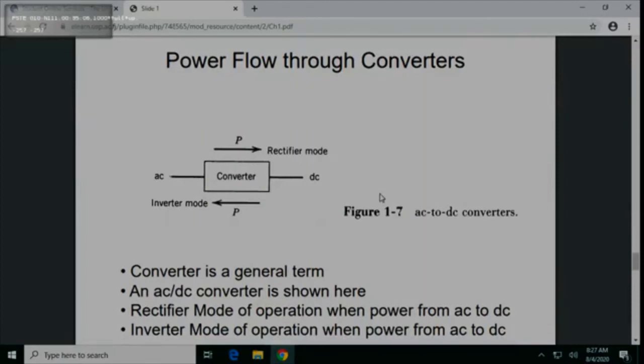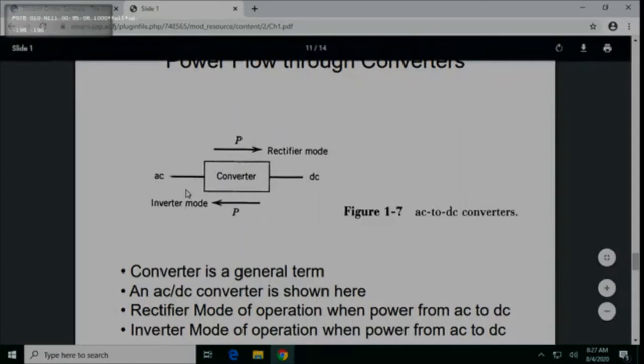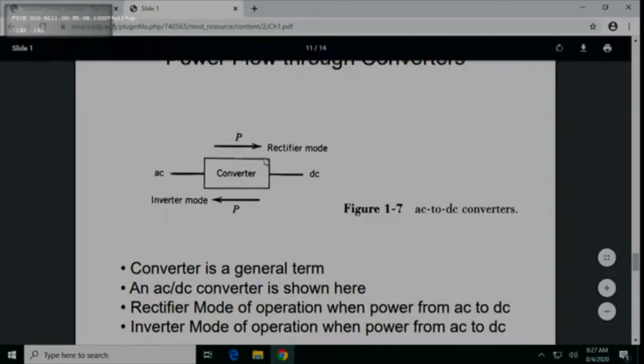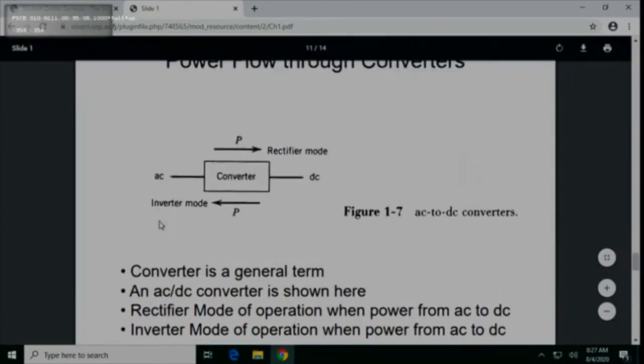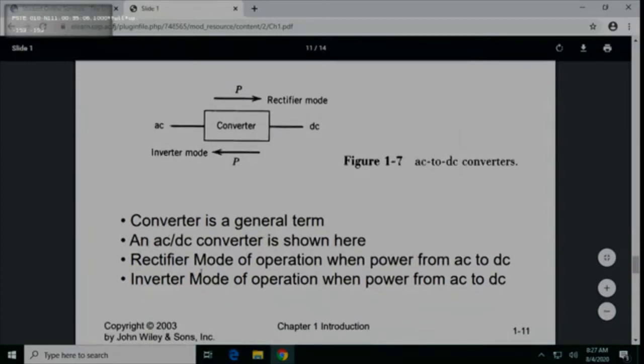Now, there's something to note on power flow through converters. Just a simple thing: from AC to DC, we are working in rectifier mode, but it's still a converter. Going from AC to DC, rectifier. From DC to AC, inverter. Just remember this. No, it's not going to be a question. A converter in general terms, an AC-DC converter is shown here, rectifier mode operation, you know this.